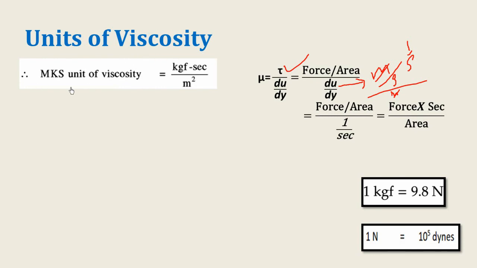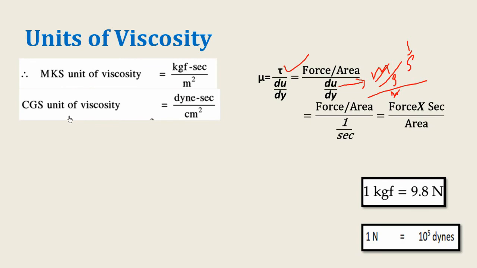Then if you want to write the units of viscosity in MKS units, MKS means meter kilogram second. Force can be written as kg force in MKS units, the second is second, and area can be written as meter square. So these are the units of viscosity in MKS units.